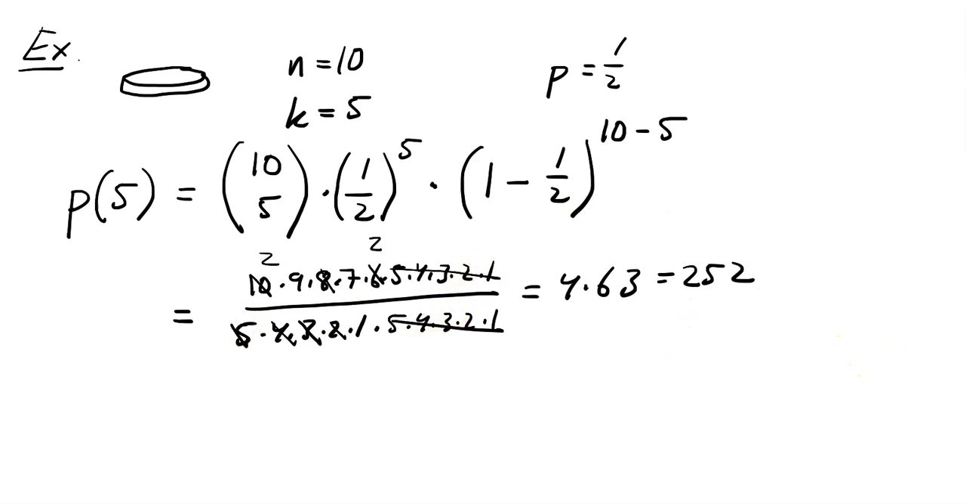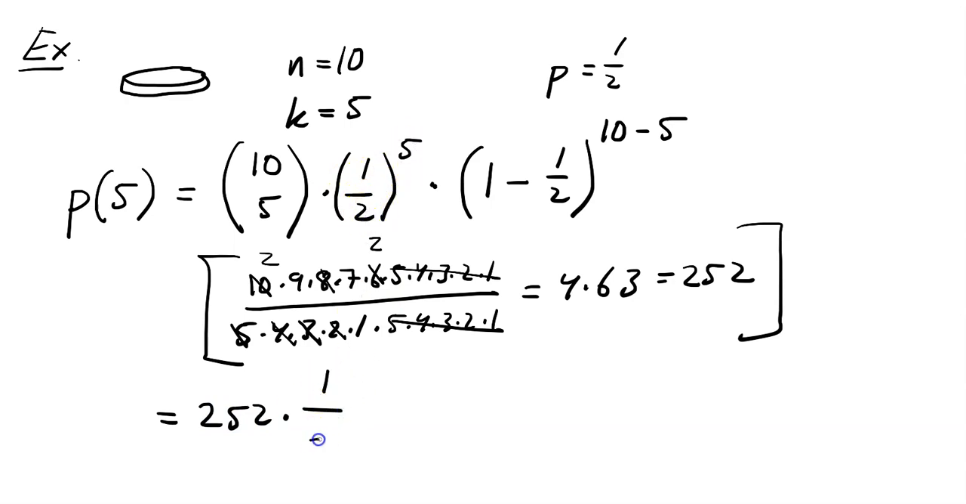And this is 252. Okay, this was not an equal sign, but an aside. You did this calculation separately. So this was the binomial coefficient. So now this is 252. A half to the power of 5. That is, of course, like this. And this is also a half to the power of 5. So it's the same.